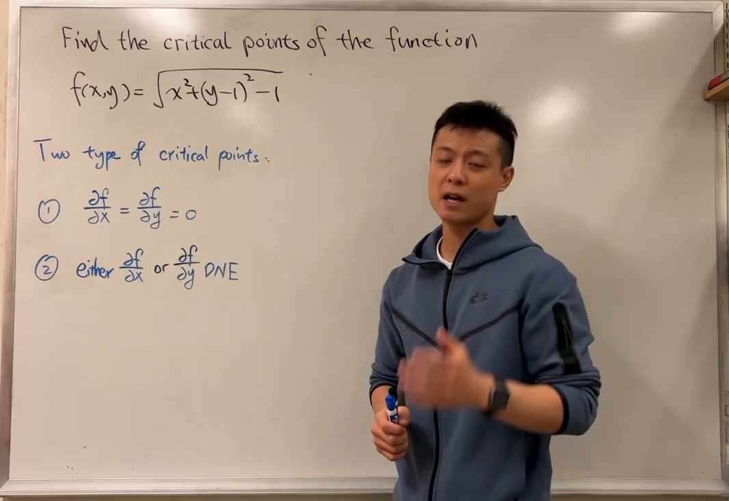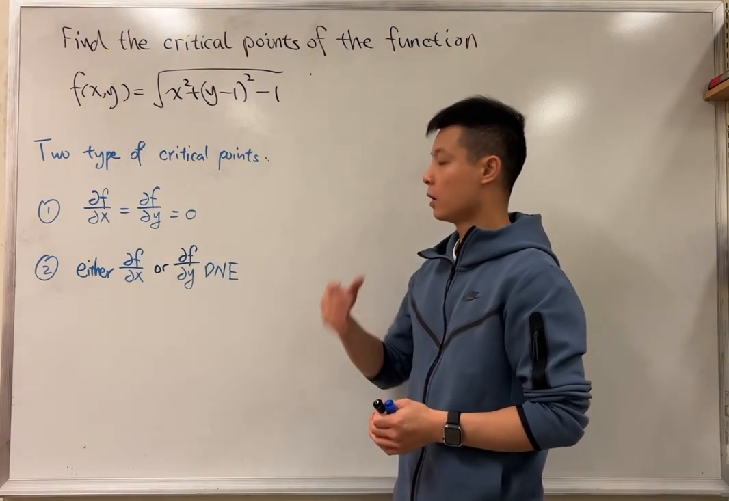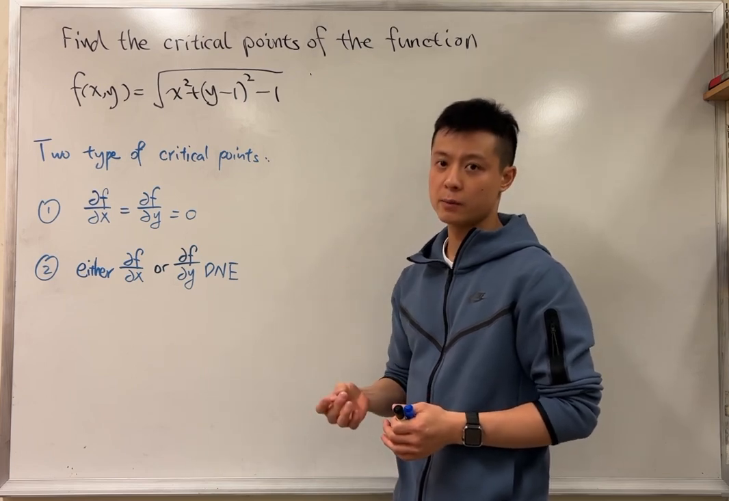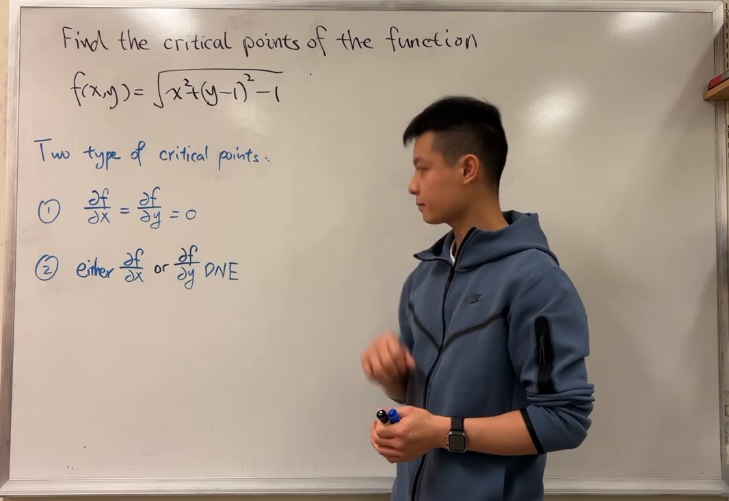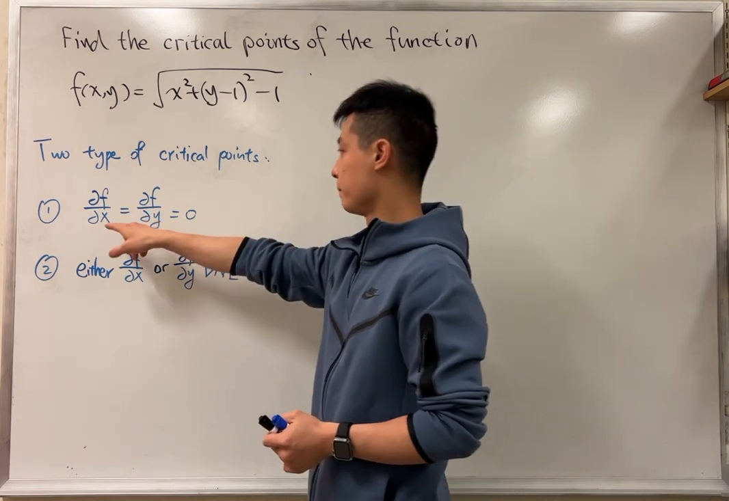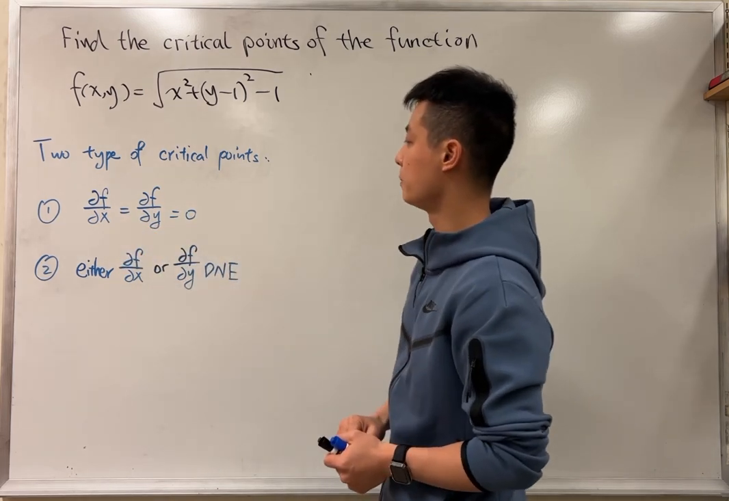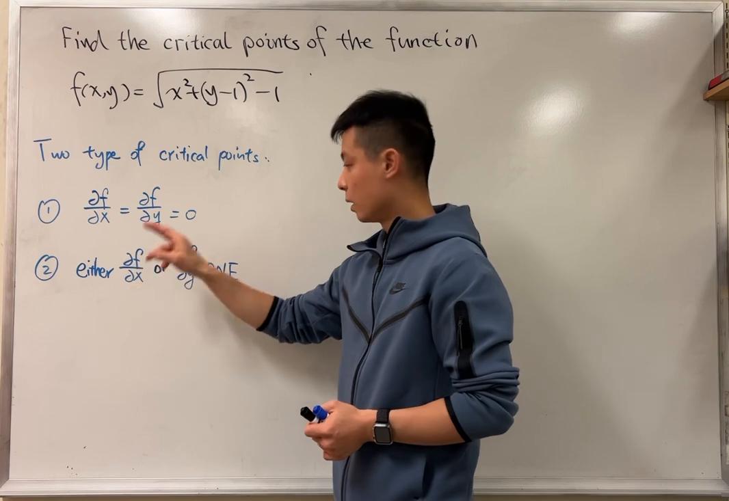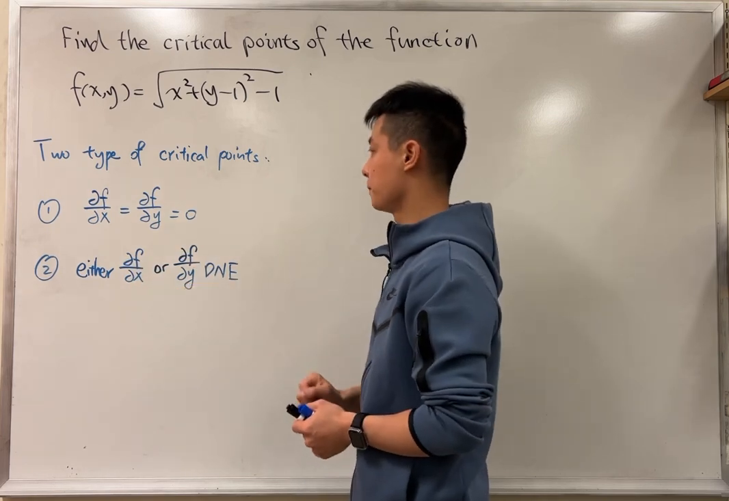Let's talk about how to find critical points for multivariable functions. We know that we have two different types of critical points, one of which being those points where both of the partial derivatives equal 0, and the other one being those where either of the partial derivatives does not exist.